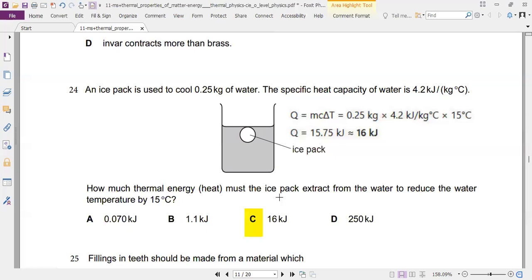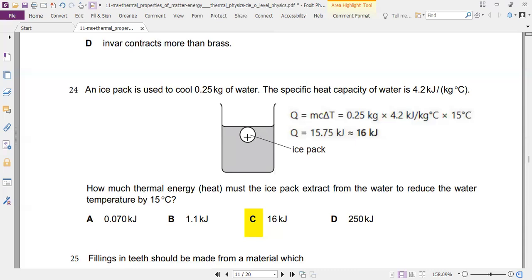So how much heat is extracted by the ice pack? It will be calculated using this. The heat energy, so here the ice pack becomes the source of the heat that is taken from the water. So its specific heat capacity and the heat will be from here.